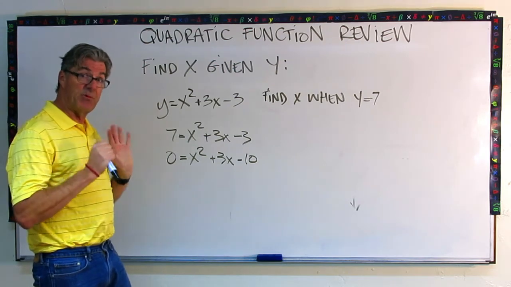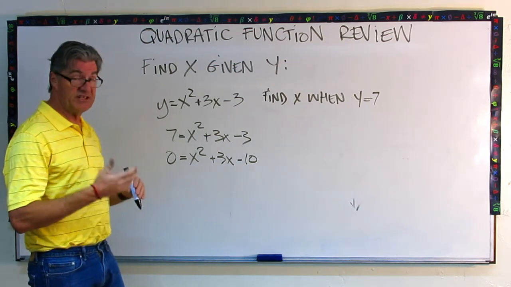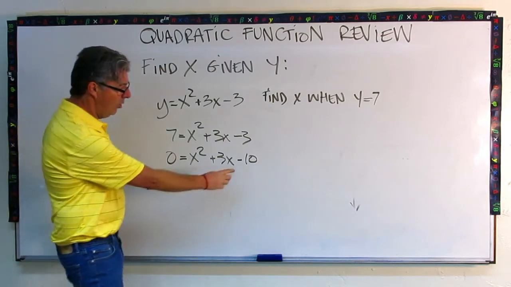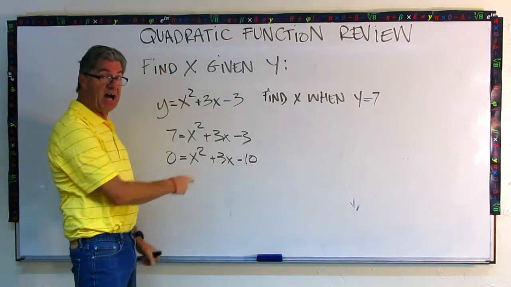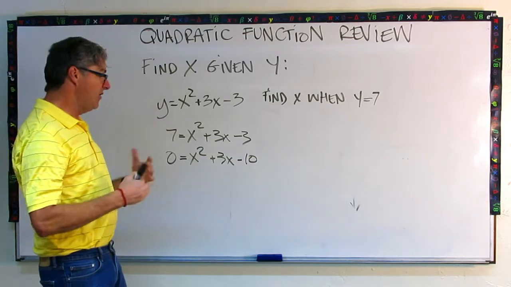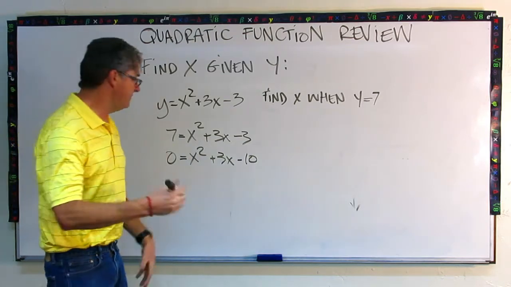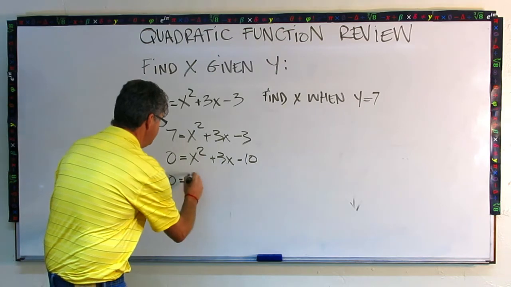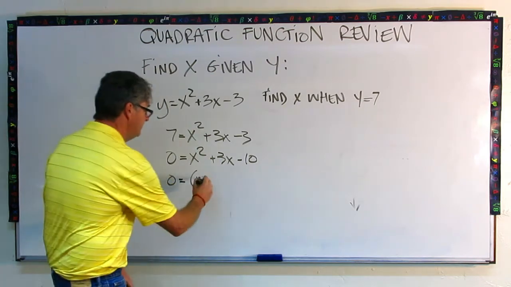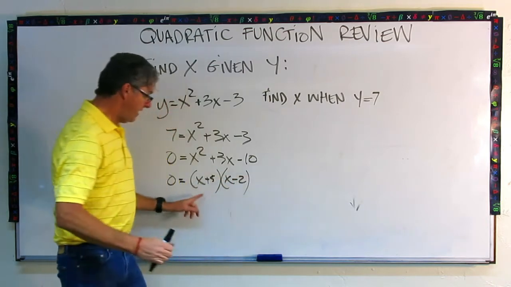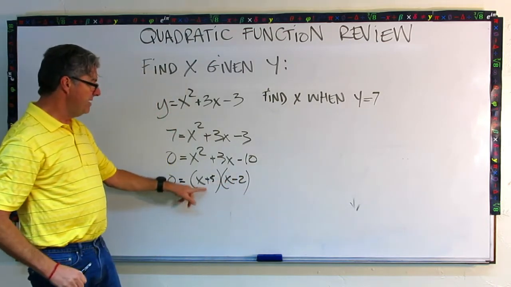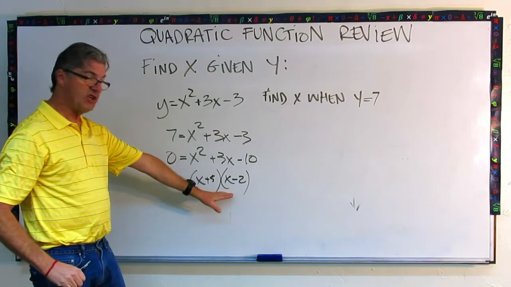Okay, check it out. It's a product-sum type factoring. At least that's the first thing we're going to look for. What two numbers multiply to negative 10 that add up to positive 3? And those are positive 5 and negative 2. So what we get is 0 equals x plus 5 times x minus 2. Now if I FOIL this, I'm going to wind up back here. If you're not sure about that, you can check.